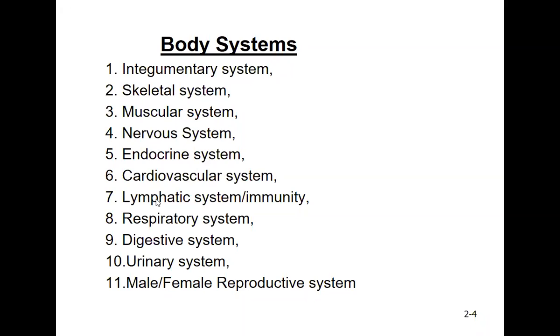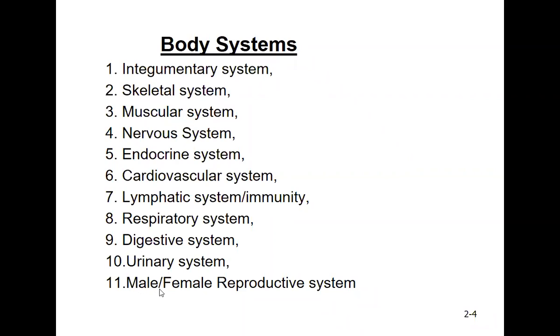Similarly, there is the lymphatic system, which is very helpful for the immune system. Then the respiratory system: the lungs and their components form the respiratory system. Then I told you about the digestive system, GIT, the gastrointestinal system: the stomach, the intestine, everything forms the digestive system. Then the urinary system: the kidney, the bladder, the ureter, and the urethra form the urinary system.